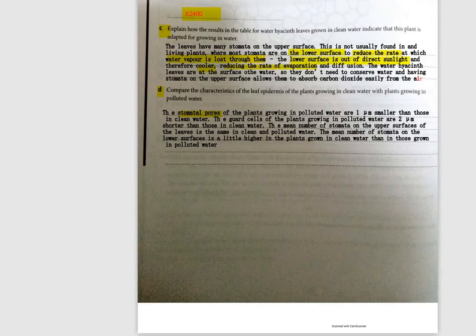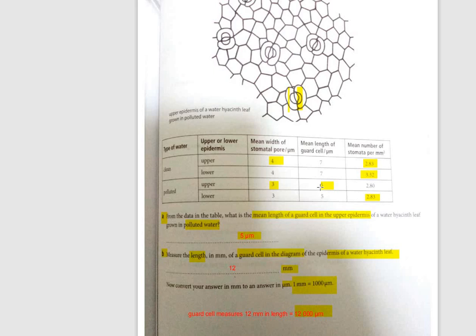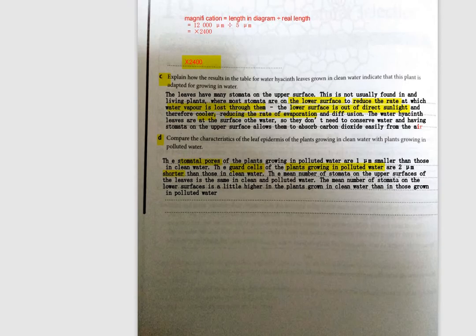The guard cells of the plants growing in polluted water are 2 micrometers shorter than those in clean water. If you see the guard cells over here, they are 2 micrometers shorter than those in clean. This is 7, this is 5, so the difference is 2, right?